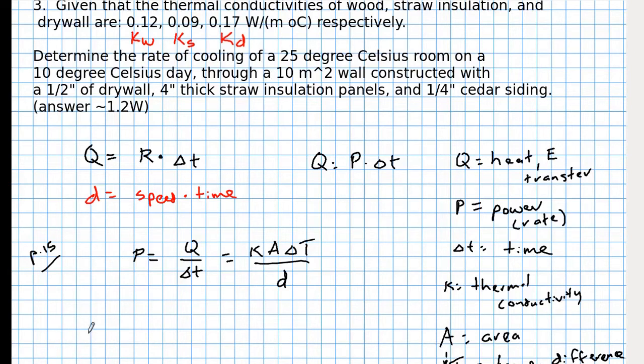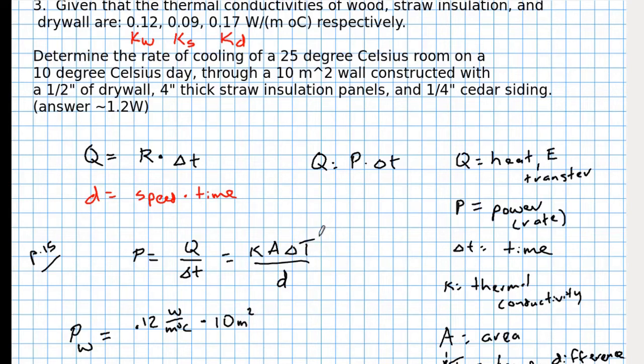So I'm going to do two calculations here. One, I'm just going to figure out the power rate for one of these pieces of material. So I'm going to do the power rate for the wood. We're going to plug in these numbers. So we've got 0.12 watts per meter degree C times the area of the wall. It's a 10 square meter wall, so 10 meters squared.